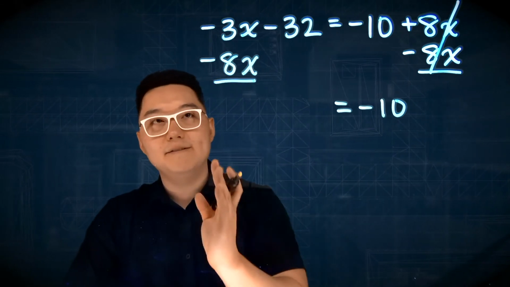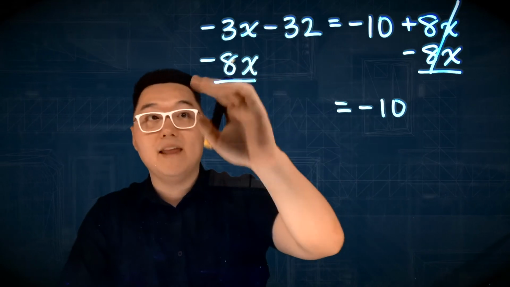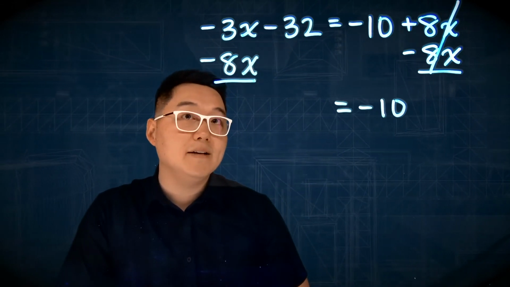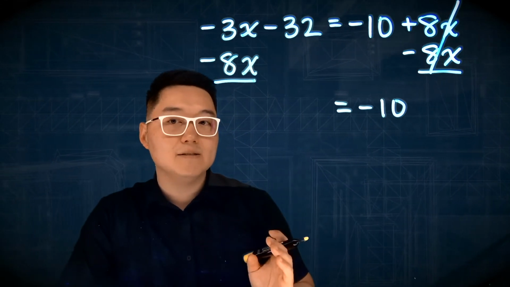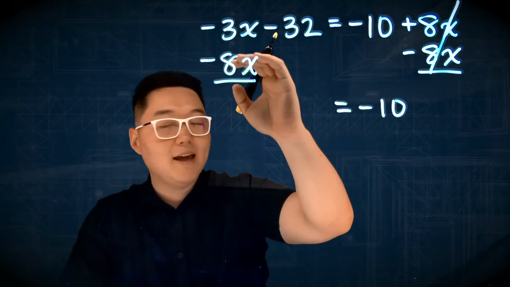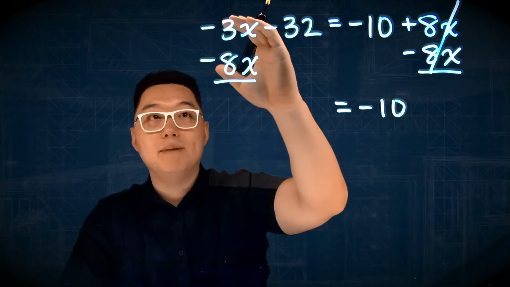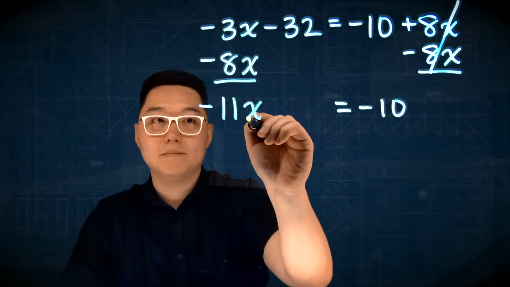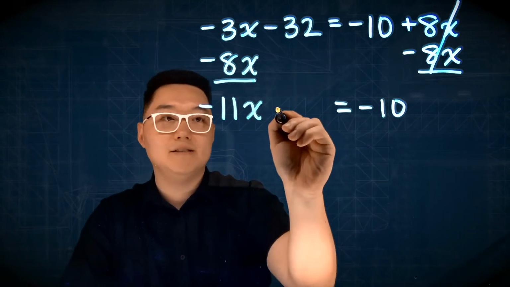Now what's on the left side? Well, I have negative 3x and a negative 8x, or the minus 8x. So when they combine, what happens? Well, remember, positives and negatives cancel, but notice they're both negatives. So nothing cancels out. In fact, they just combine. When they combine, you have negative 11x. What else is left on the left side of the equal sign? I still have that minus 32.